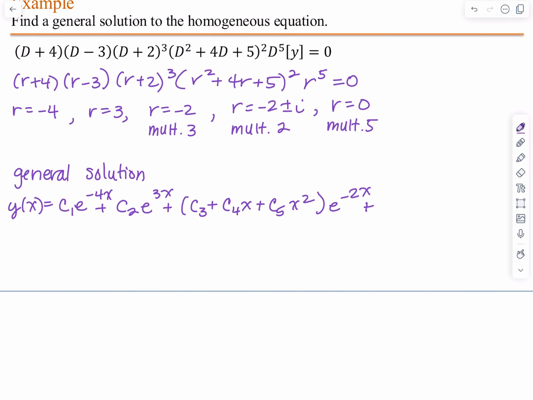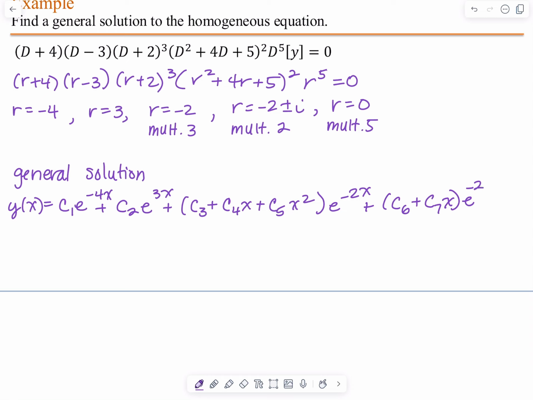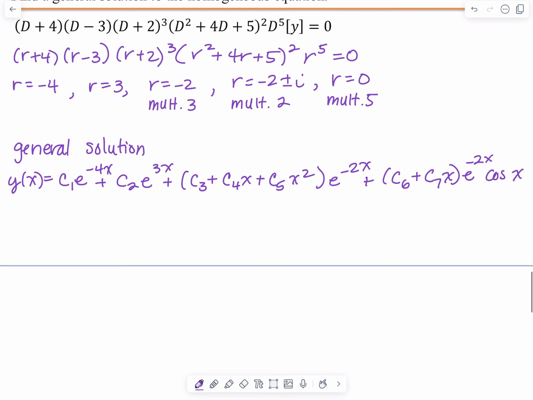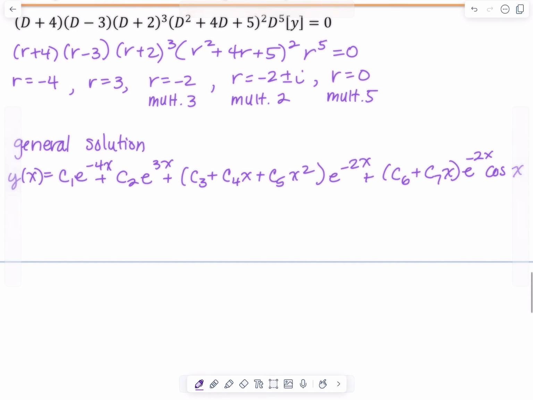Plus, we have c6 plus c7x multiplied by e to the negative 2x cosine of x. There's our alpha and our beta of 1, and alpha was negative 2, plus we can combine our constants here. We have c8 plus c9 multiplied by x, e to the negative 2x sine of x.